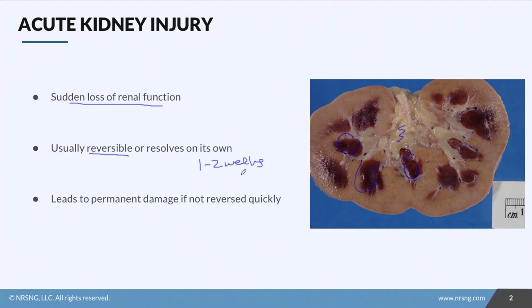Now, it also can be prevented. So think about that when we start talking about the causes here in just a minute. If we aren't able to reverse it, or it doesn't reverse quickly on its own, it can lead to permanent damage and cause the patient what's called chronic kidney disease, or CKD, which is what we're going to talk about in the next module.